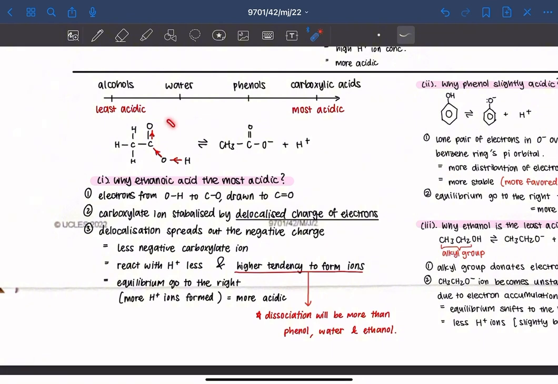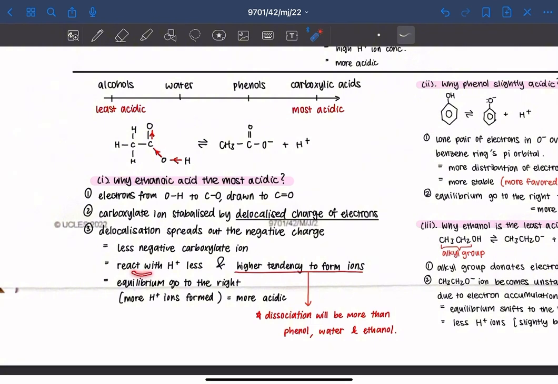Ethanoic acid is the most acidic because electrons from the OH are withdrawn and drawn to the C double bond O. And so the carboxylate ion is stabilized by delocalized charge of electrons. The delocalization spreads out the negative charge, and so there is a less negative carboxylate ion.